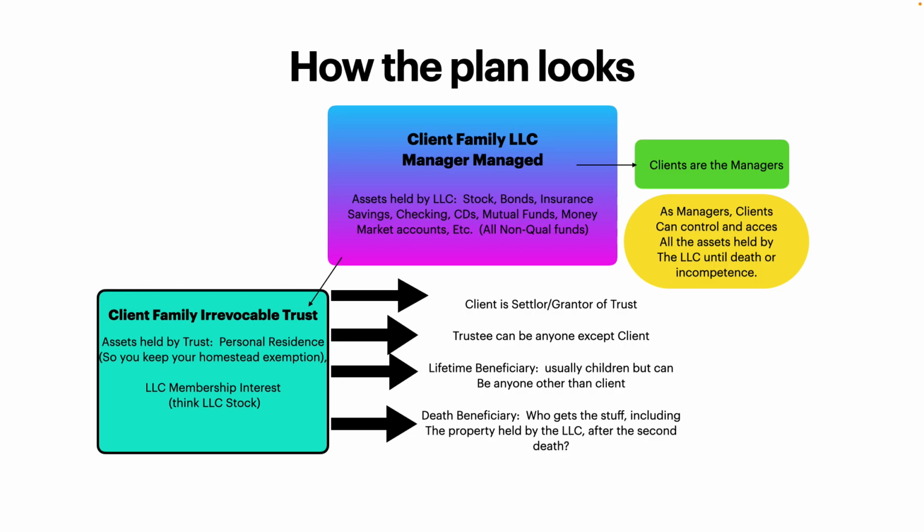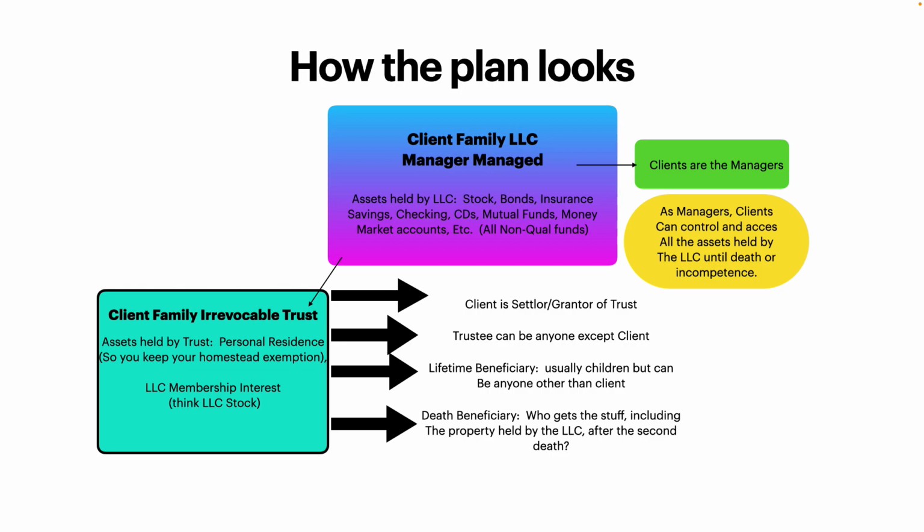Now, if you look at the client family irrevocable trust, look at the arrows. The client is going to be the settlor or the grantor. The two words mean the same thing. They define the rules of the trust. They define who the trustee is going to be, who the lifetime beneficiaries are, and who the death beneficiaries are. Trustee can be anyone except the client themselves. We have to have a third party act as trustee.